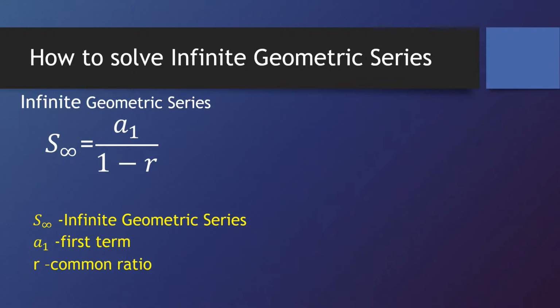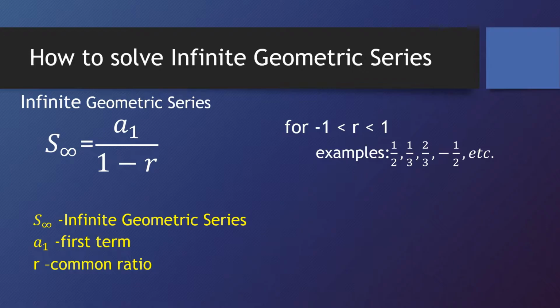But if we think about it, how are we going to find the sum if there are an infinite number of terms? So in an infinite geometric series, there is a restriction. It is only applicable if r is between -1 and 1. Examples of these are 1/2, 1/3, 2/3, -1/2, and so on. So you can only find the sum of an infinite geometric series if your common ratio is between -1 and +1.